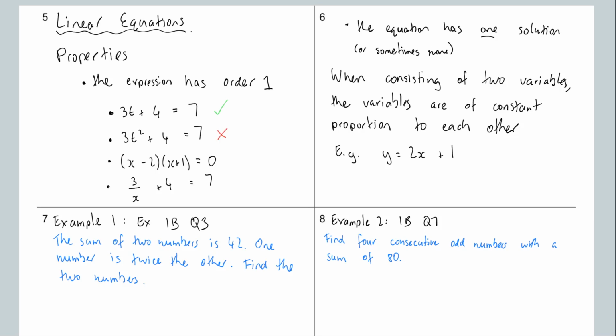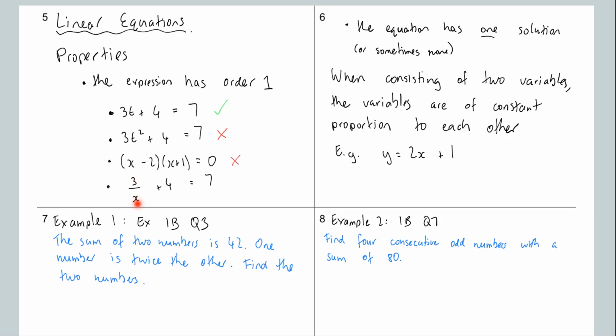This one isn't because we've got 3t squared. Okay, so that means that it's not a linear equation. This one, the x here has order of 1 and the x here has order of 1, but if I expanded it, you could see that the x times the x would give me an x squared. So that is not a linear equation.